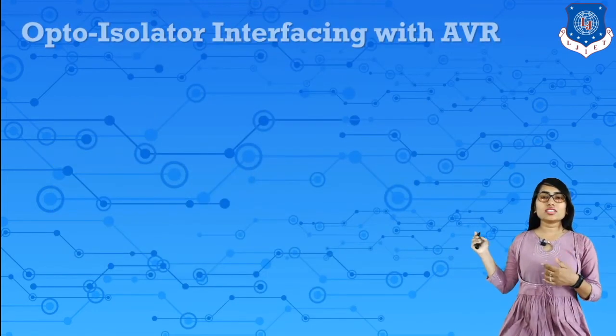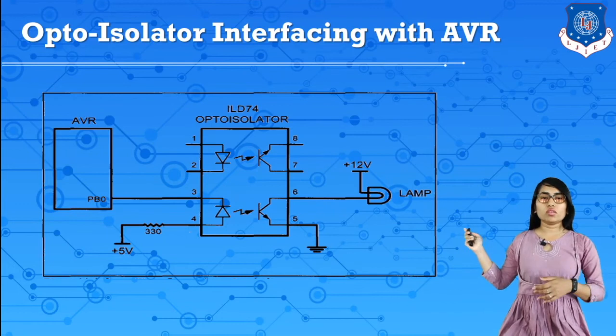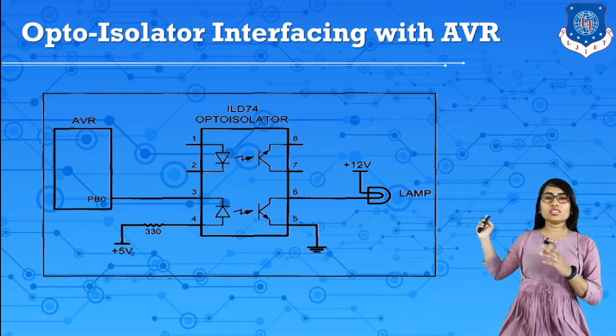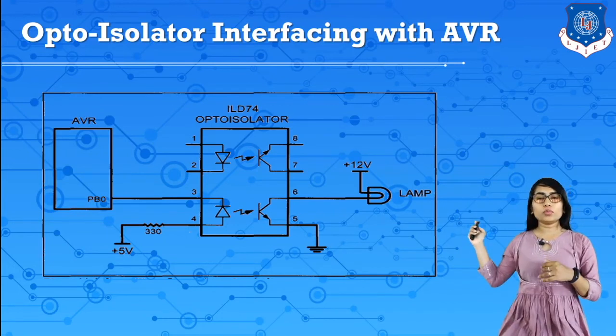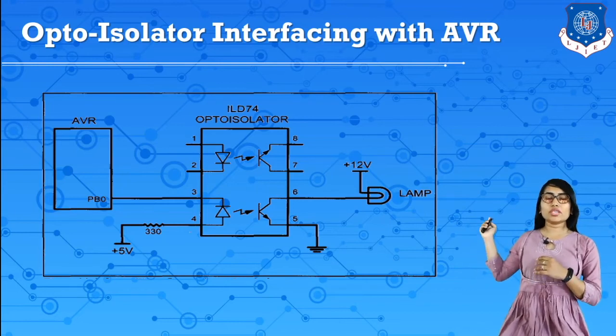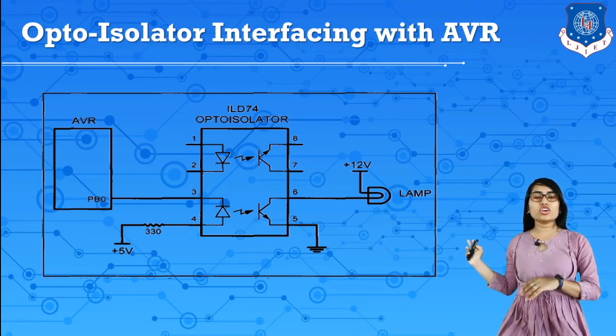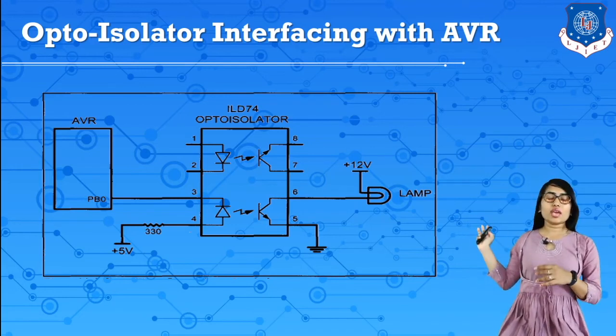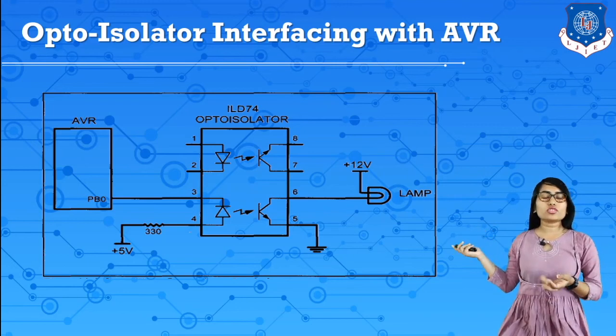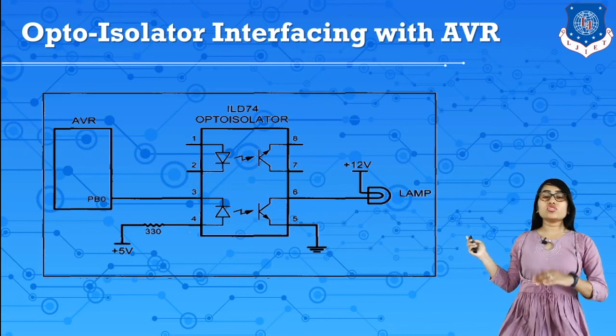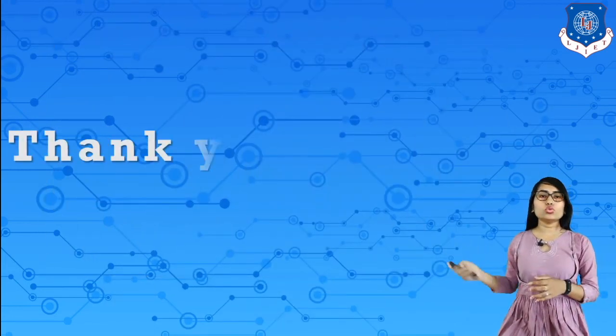So here there is an opto isolator interfacing with AVR. This is an AVR. Now here the switch is replaced by an opto isolator, and then this lamp glows. Whenever PB0 is equal to 1, this LED glows. So this produces the light, and this signal is detected or received by this, and then the lamp will glow. So this opto isolator works the same as relays, but unlike relays, it doesn't require drivers to communicate.